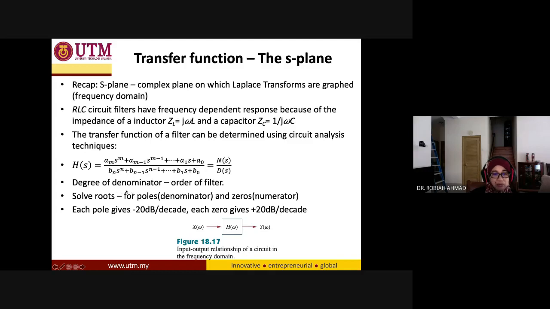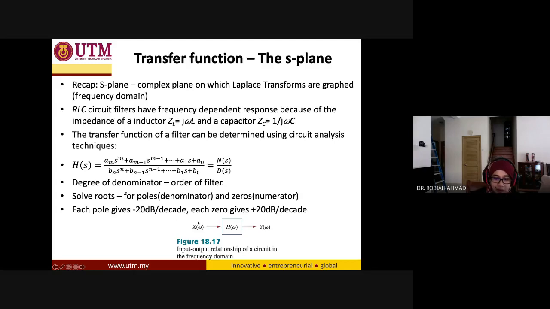So the degree of your system, or in our case that we're going to look at later, the filter, depends on the degree of the denominator. For example, if you have s square for your denominator, it means that your system is a second order system. Once you have the transfer function, you do the partial fraction and then you solve for poles. Poles come from the denominator, and zeros from the numerator. This one you will learn later in control engineering. Each pole will give minus 20 dB per decade.